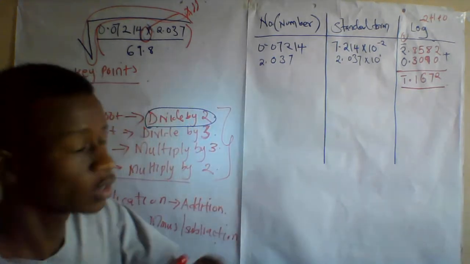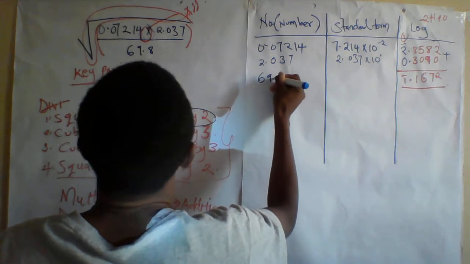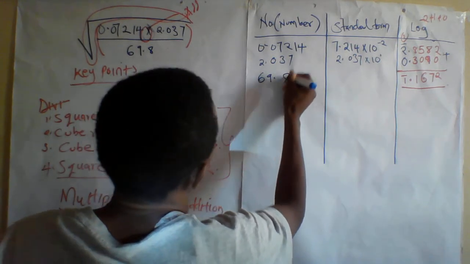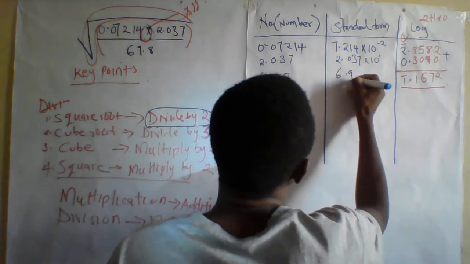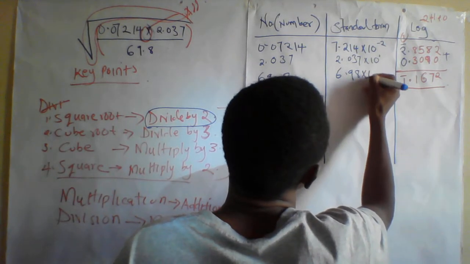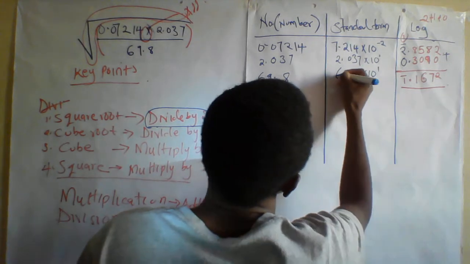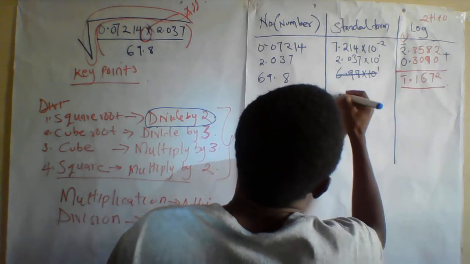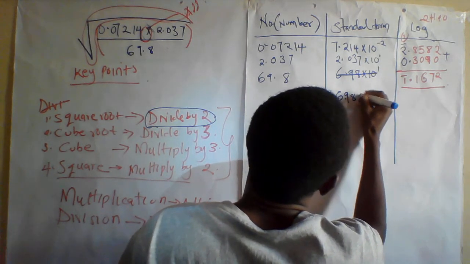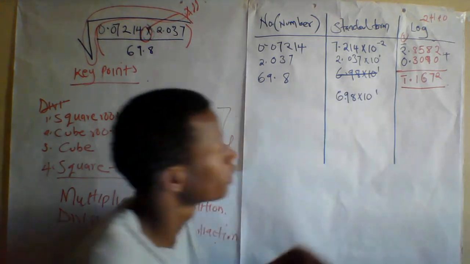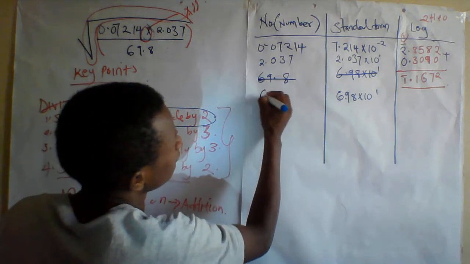After getting that one, you can go and look at this. The other point, that is 69.8. So this one in standard form becomes 6.98 multiplied by 10 raised to 1. And I'm sorry, this one could come here: 6.98 multiplied by 10 raised to 1, just to align them in a smart way.